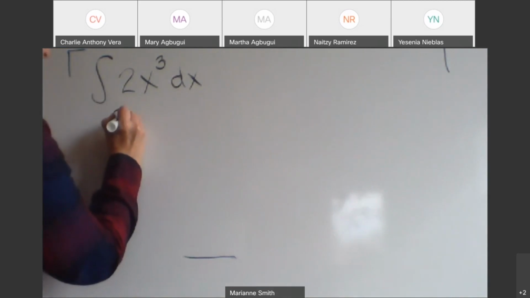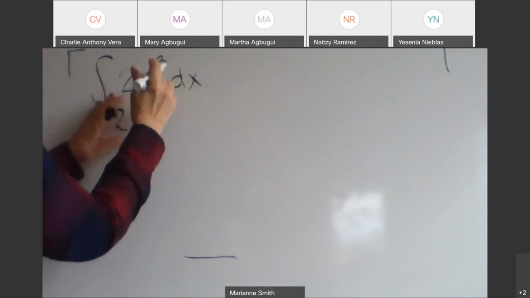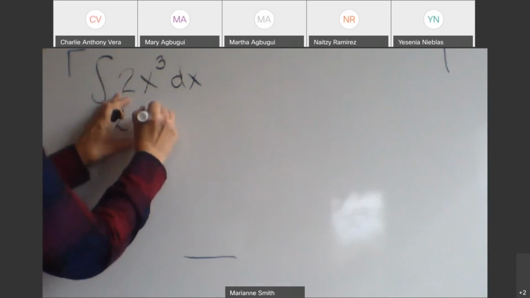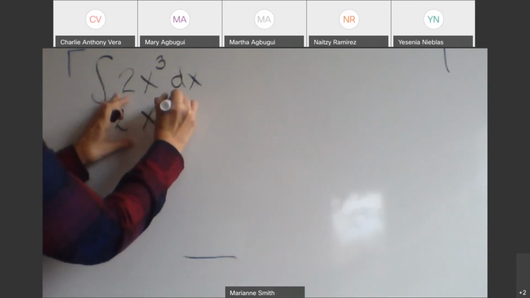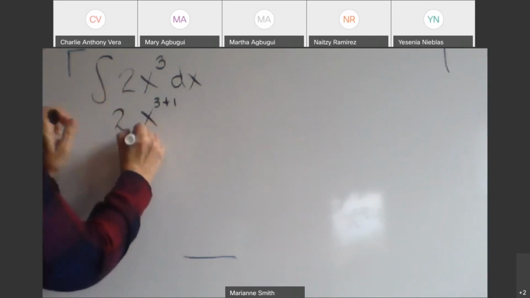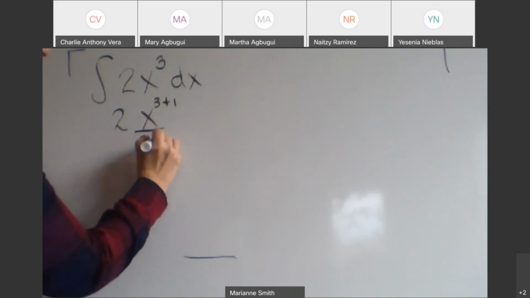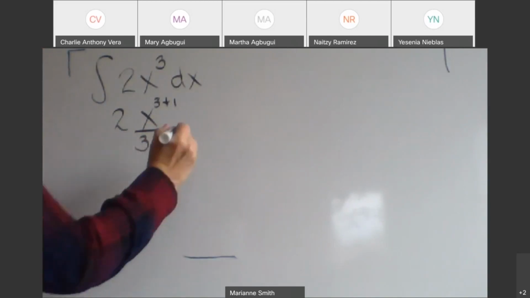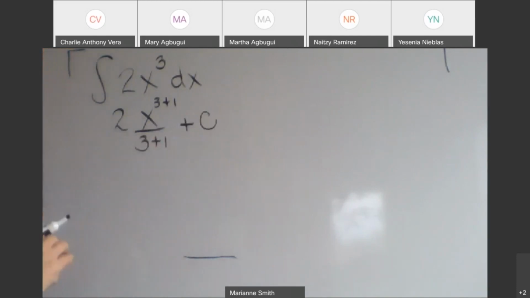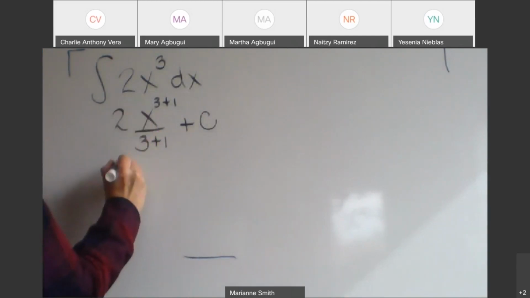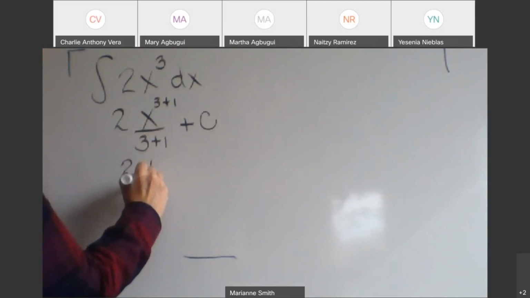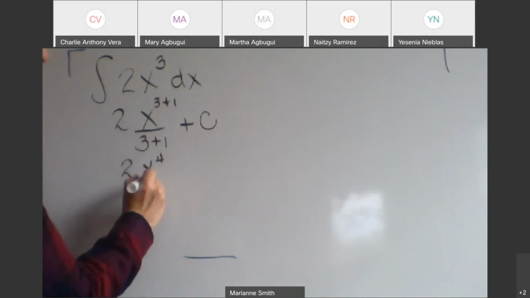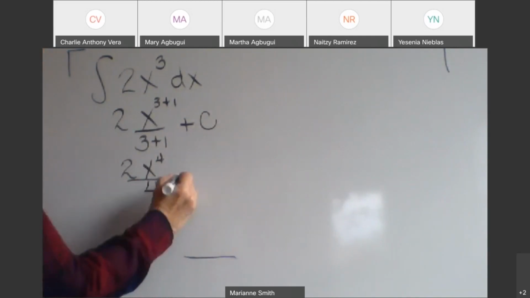I'm going to pull the 2 out over here, and I'm going to do my business with the power rule here. I'm going to add 1 to my exponent. And then I'm going to divide by the new exponent. Then add my constant of integration. And then the rest of it is just pretty much arithmetic and algebra. So this is 2, 3 plus 1 is 4, and then I have a 3 plus 1 on the bottom here.